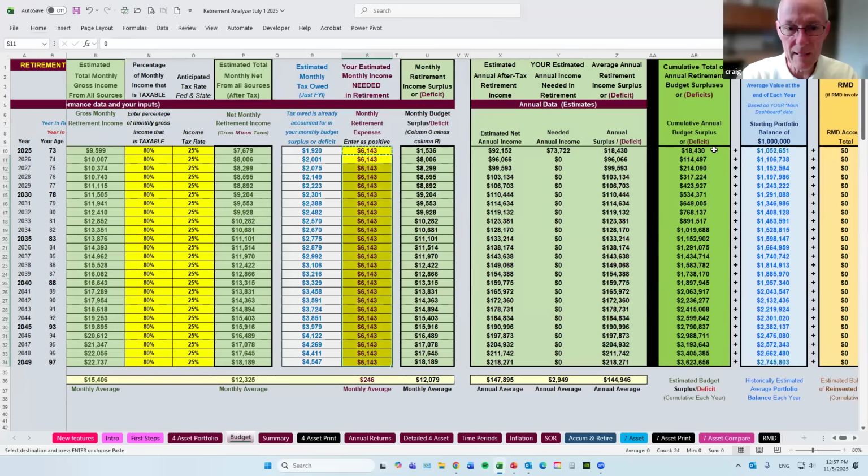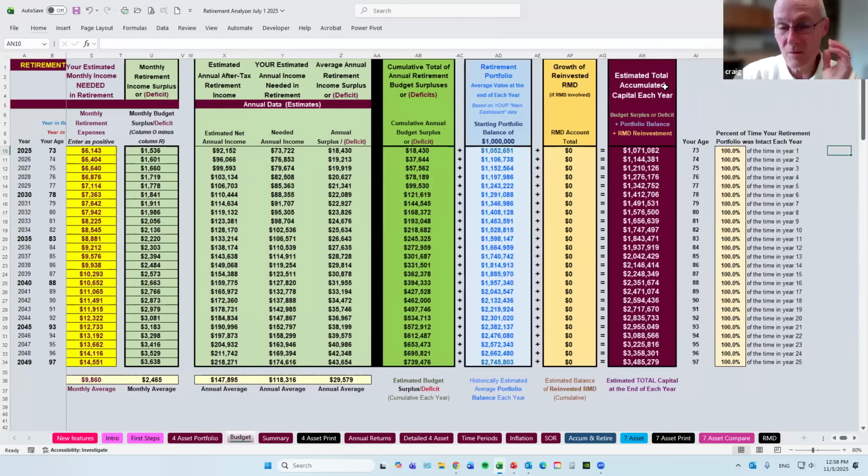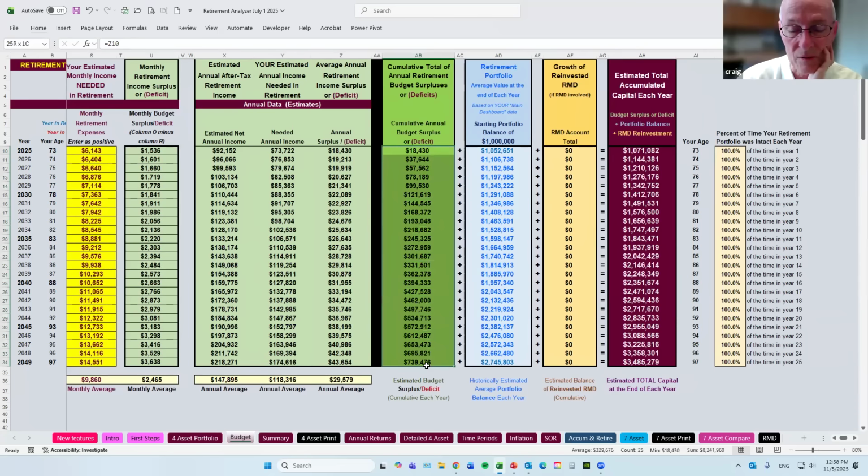So 80% of your net is what you spend. That gives you a monthly surplus, as you would expect, and that monthly surplus accumulates. Yes. And this is what I wanted to show you. This is the part that is so cool. Here, over a quarter century, are the growing cumulative budget surpluses.